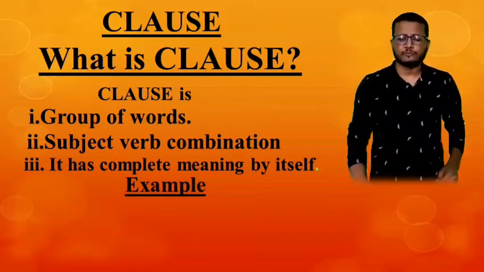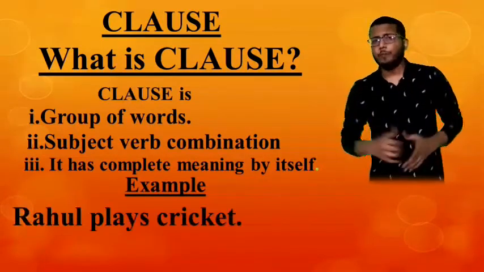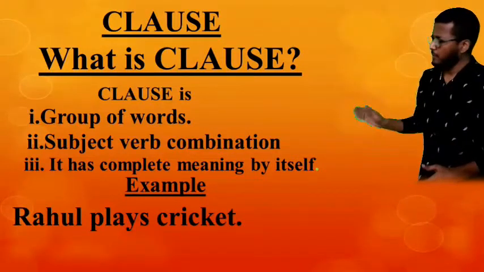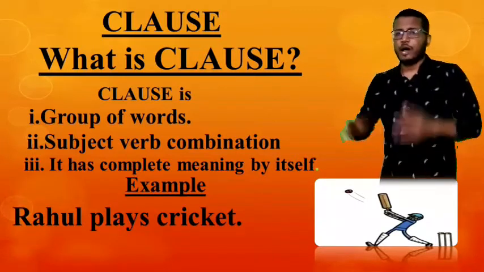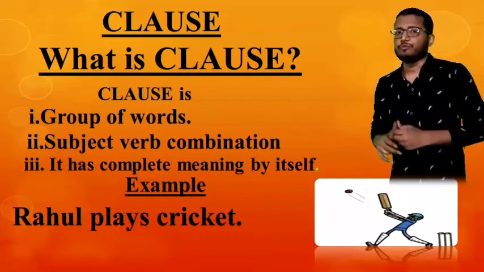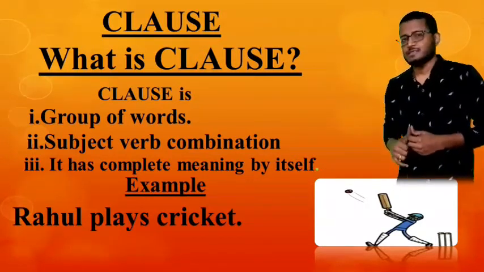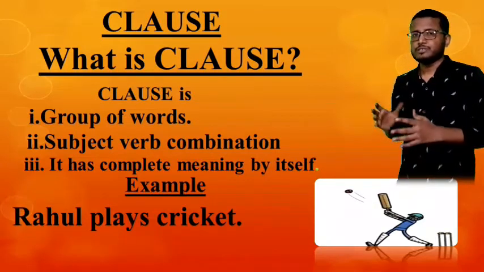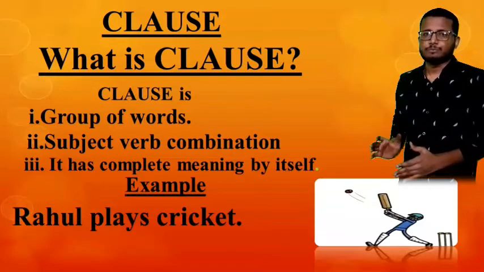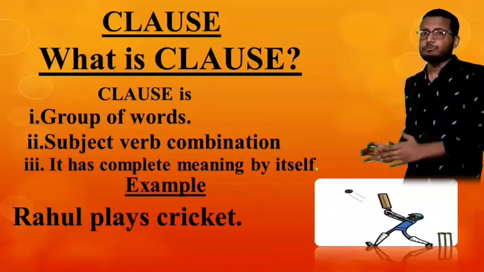Rahul plays cricket. You can see how many words are there. Three words are there in this sentence. Rahul is the subject, plays is the verb, and cricket is the object. And there is a combination, a relation between these three words, and it has a complete meaning. You can see it is a complete meaning, isn't it?